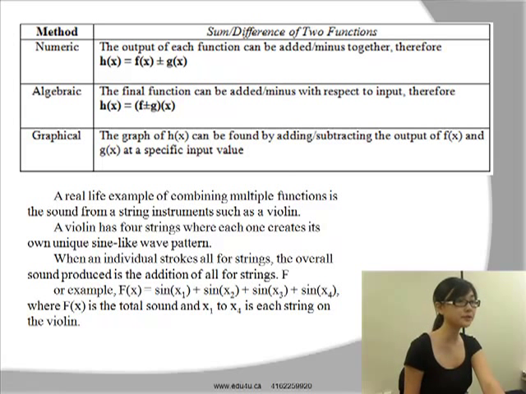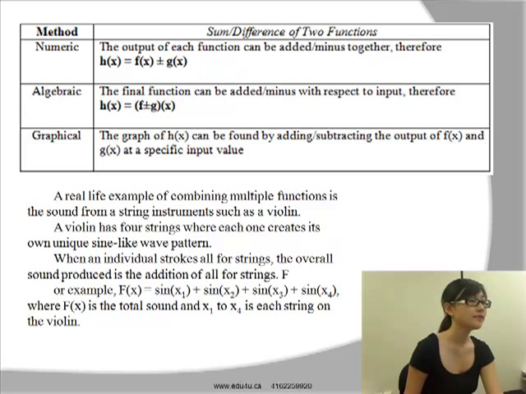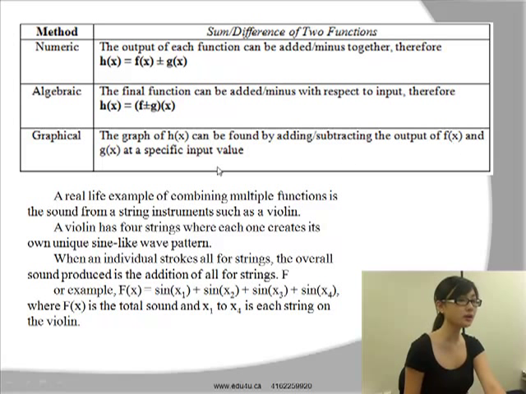The algebraic method is combine, then evaluate. So you first combine f of x with g of x. That will give you h of x. Then you can solve what h of x is by subbing in x with a value. For the third method, graphical, the graph of h of x can be found by adding or subtracting the output of f of x and g of x at a specific input value.